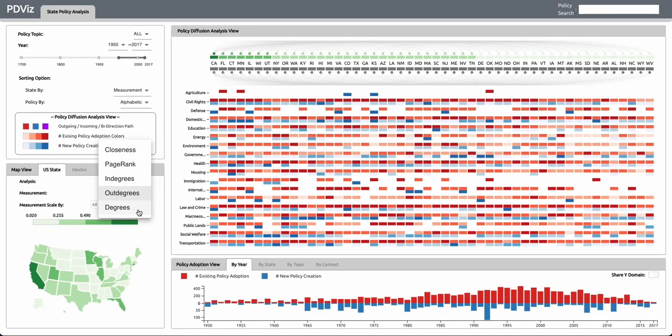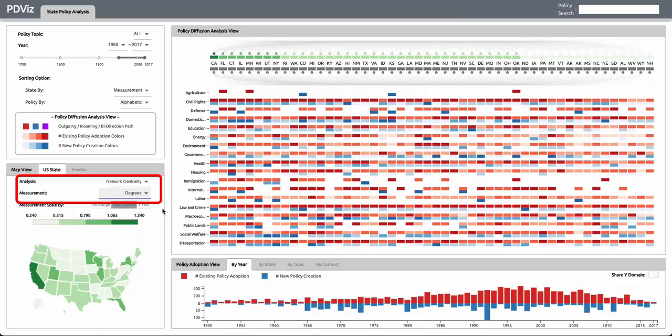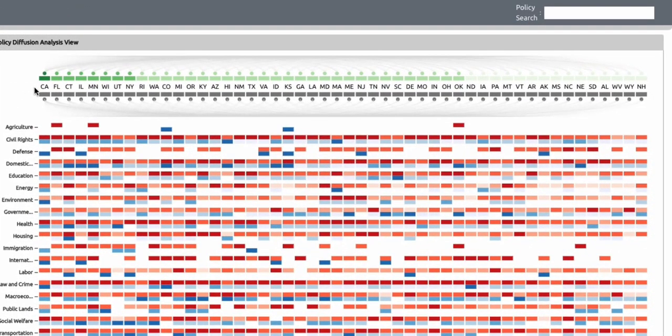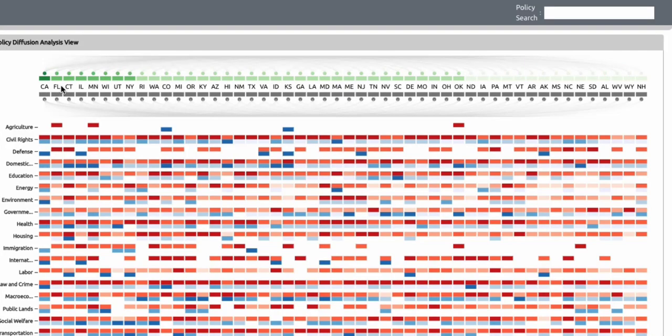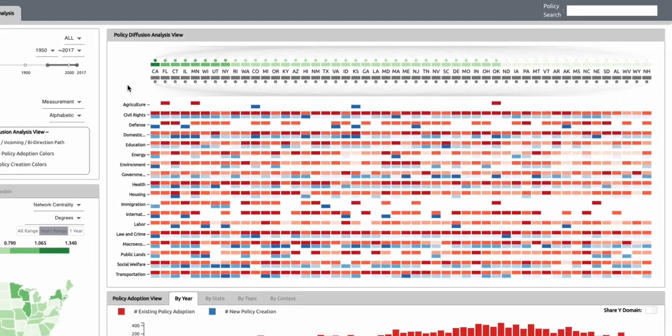The degree is a combination of the OutDegree and InDegree centralities. California has been actively affected by or influenced by the other states the most, followed by Florida, Connecticut, Illinois, and Minnesota.